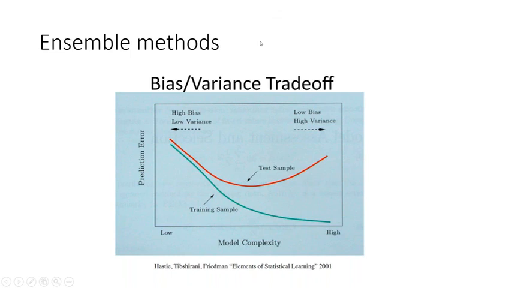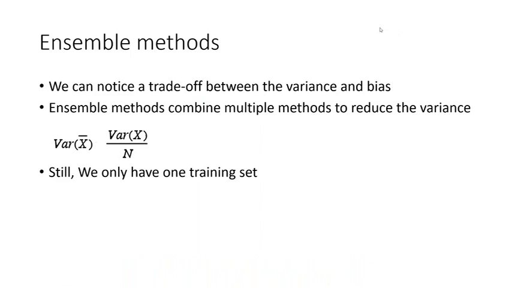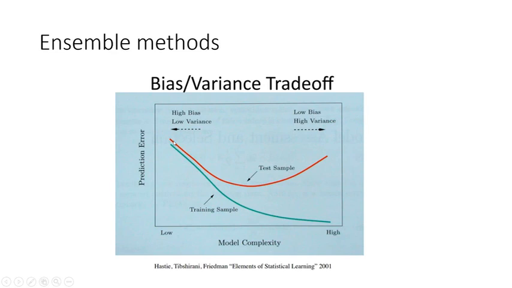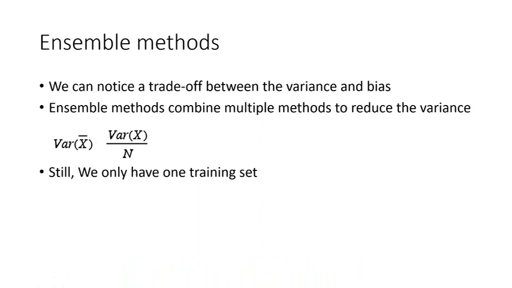There are some secret recipes that can give us more flexibility on this trade-off, so that the curve that we saw becomes better. Ensemble methods combine multiple models to reduce this variance. It's like we have a lot of variances and we divide them. This can help us reduce the variance while keeping a low bias. So we can have a more complex model without losing a lot. It makes the bias variance trade-off more flexible. This is the goal of the ensemble methods.